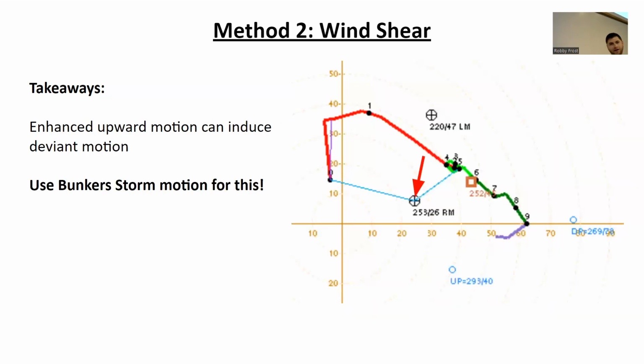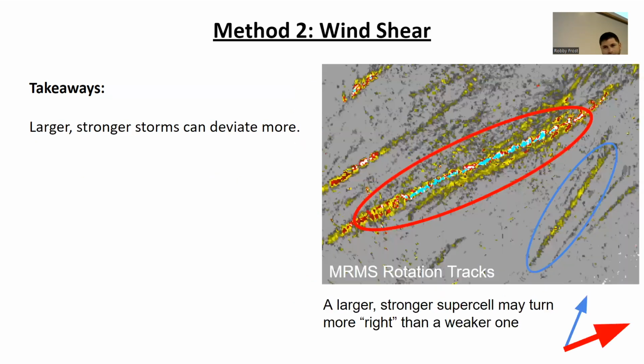And again, we're going to use the right mover storm motion for this estimate. If you had a counterclockwise curved hodograph, the opposite, you'd use the left mover. And with a straight hodograph, you use both because of the cell split.